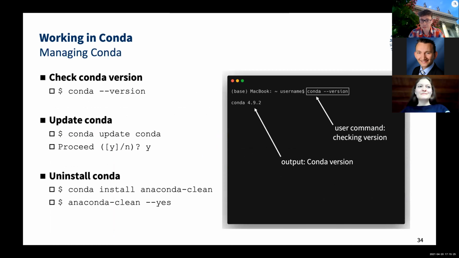Starting from the basics, once you have Conda installed, you can verify that it is actually installed by typing conda --version. All Conda commands start with the conda prefix. So when you type conda something, you ask Conda to do something. And as an output, you get a message from Conda saying that the current version is 4.9.2. And this is how you go with all the other commands as well.